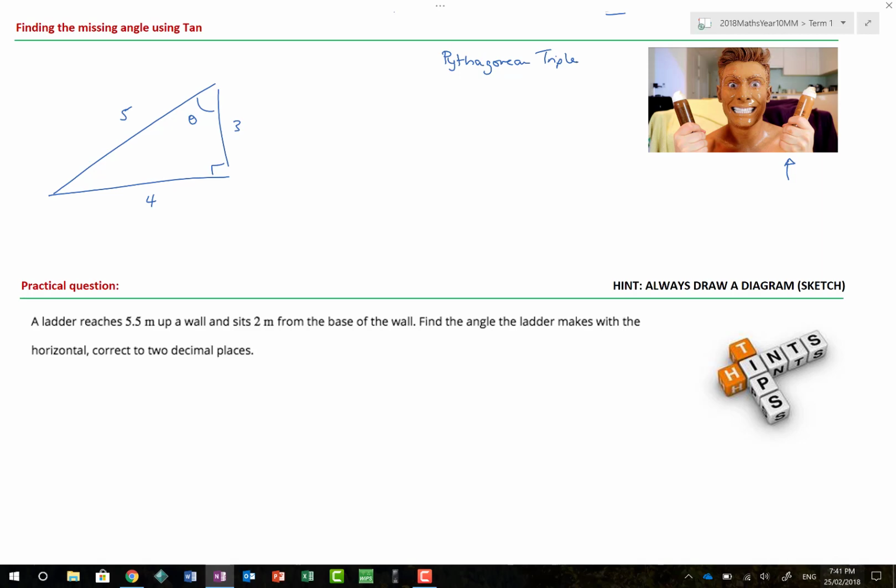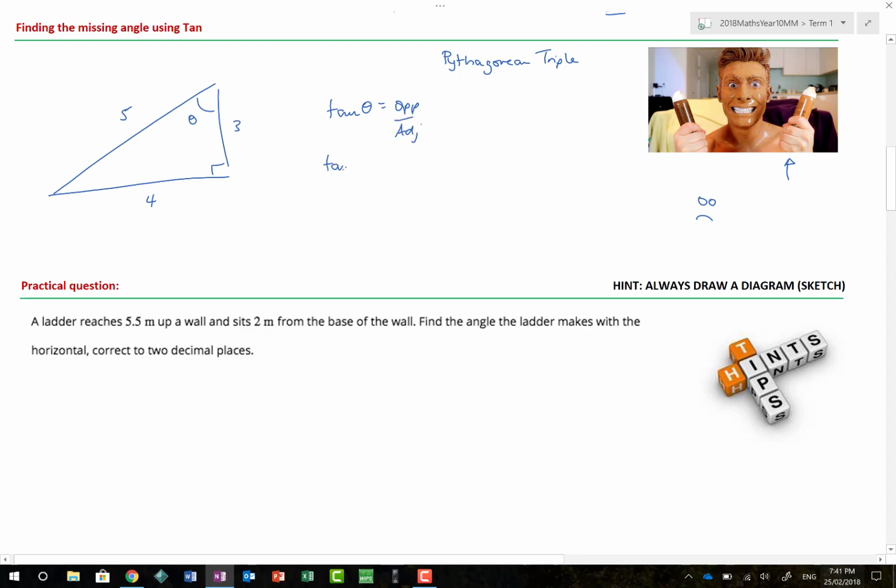Now, I've actually given you 3 pieces of information here, and I'm deliberately trying to trick you because I can give you too much information, and lots of exam questions will give you more information than you need, which is really sad. So in this situation, you know that for tan of the angle, you've got to have the opposite divided by the adjacent.